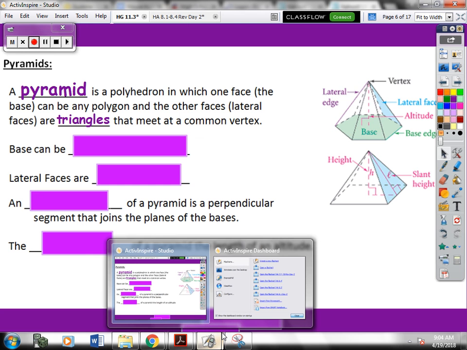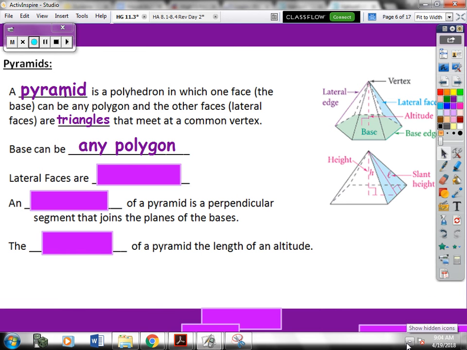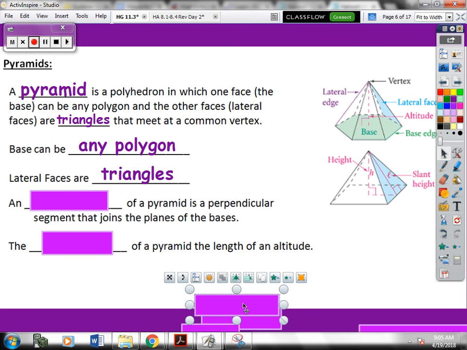So if you want to find the surface area without the formula, you would find the area of the hexagon in this case, and then you would add on 6 triangles. But we're going to learn a formula. The base, remember, can be any polygon. It could be a triangle, a square, a rectangle, a dodecagon. Which means we're going to have to find big B, the area of the base, using the formulas that we learned in chapter 10. Lateral faces, again, are triangles.